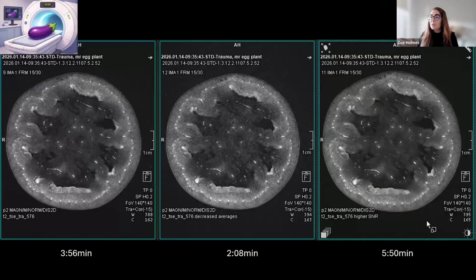The first image on the far left is a routine sequence. The middle image is where I've reduced the averages from 2 to 1. And the one on the far right is where I've increased the averages from 2 to 3. When we're zoomed out, it isn't that apparent how different the averaging and that signal to noise is. You can tell on the far right that one does have a lot more signal, and the one in the middle is starting to produce a bit of that grainy background. But it can be really hard to appreciate these small structures on a zoomed out image.